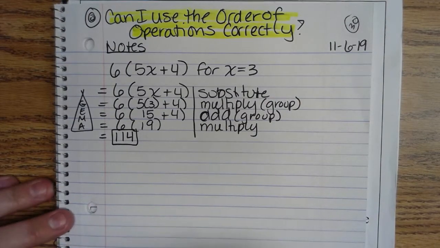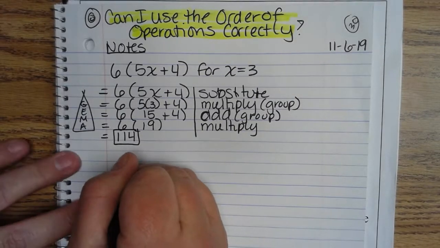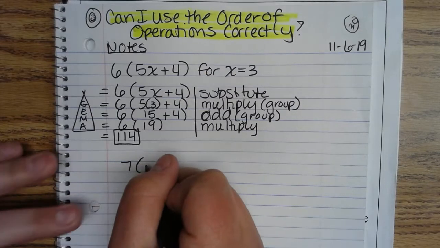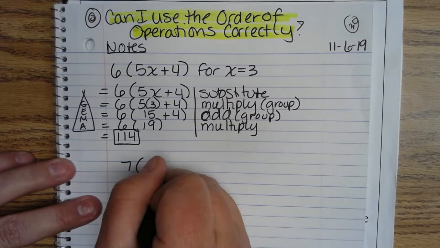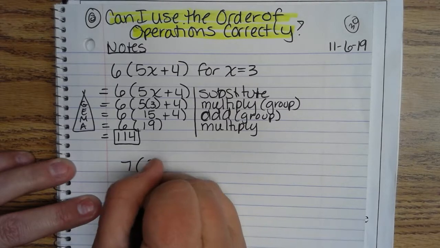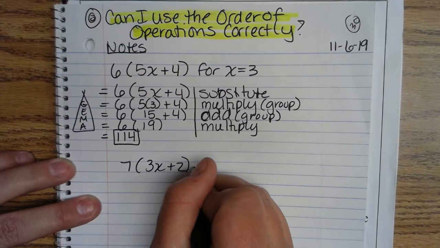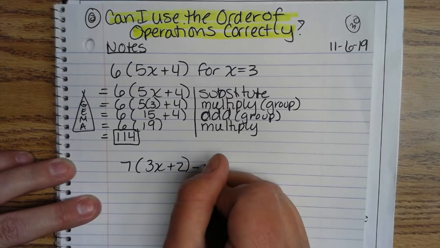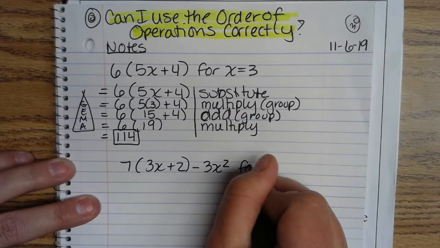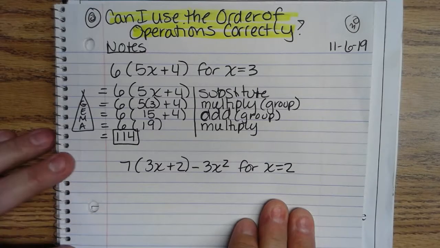The next problem that we're going to do is another one that's a little bit more complicated. So we have 7, or the product of 7 and 3 more than the product, or 2 more than the product of 3x, take away 3x squared for x equals 2. They're starting to get long now.